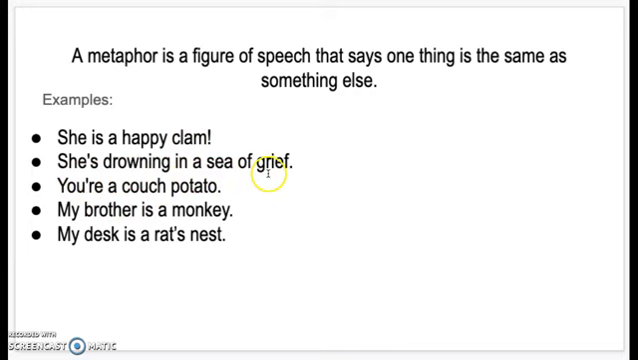She's drowning in a sea of grief. If you say, for example, my sister is drowning in a sea of grief because she got a B on her test, is she really drowning? No, it's a figure of speech saying that she's really unhappy. Okay, let's move on.